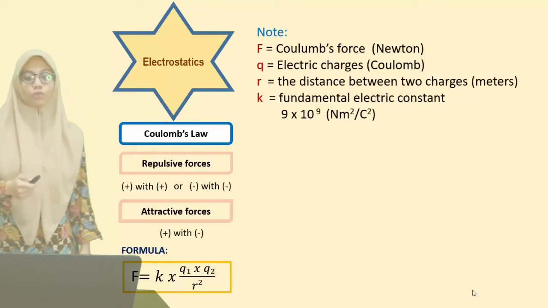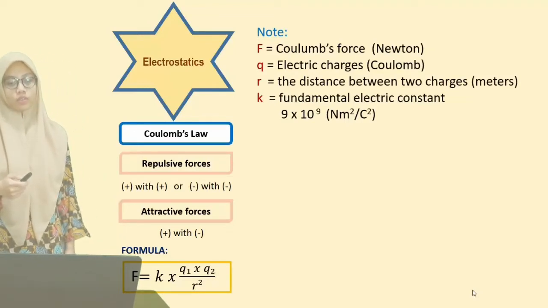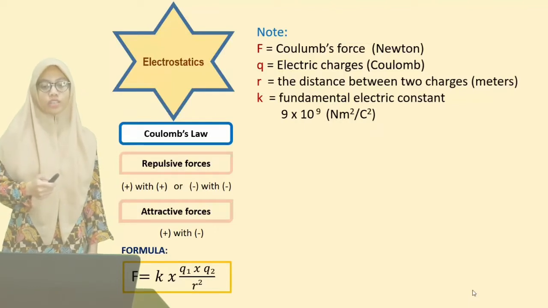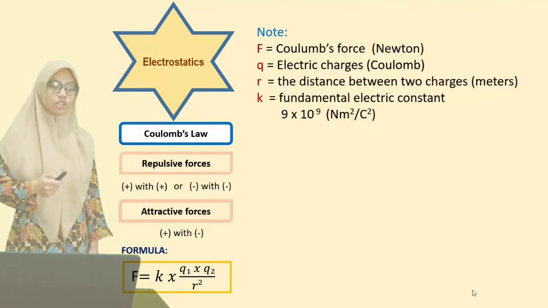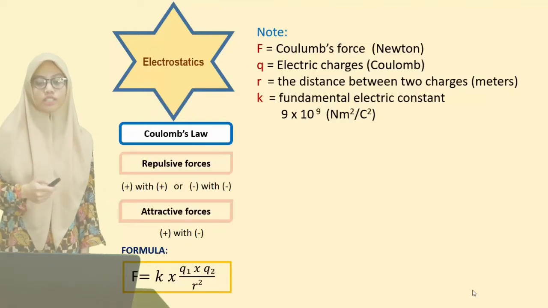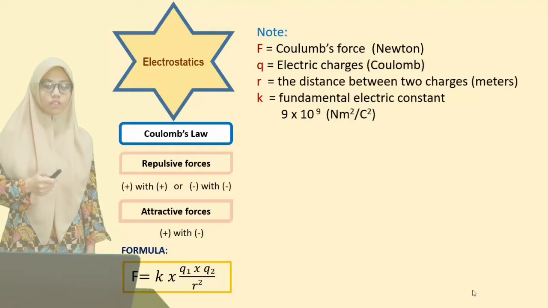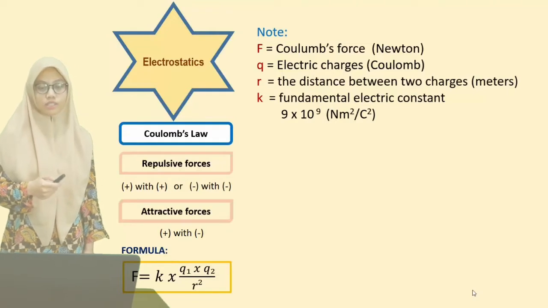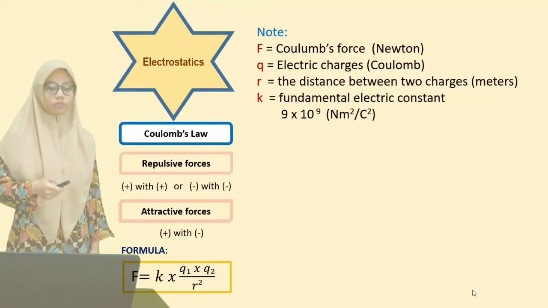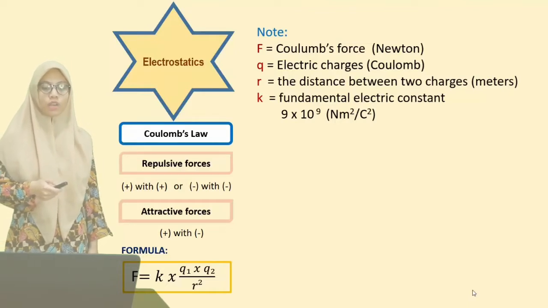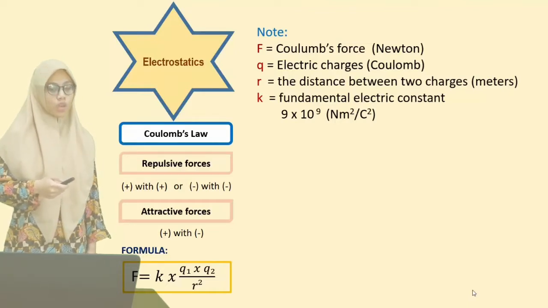With F is the Coulomb force, and the unit is Newton, Q is electric charge, and the unit is Coulomb. With R is the distance between two charges, with unit meters. K is the fundamental electric constant, 9 cross 10 to the power of 9, with the unit Newton meter squared per Coulomb squared.